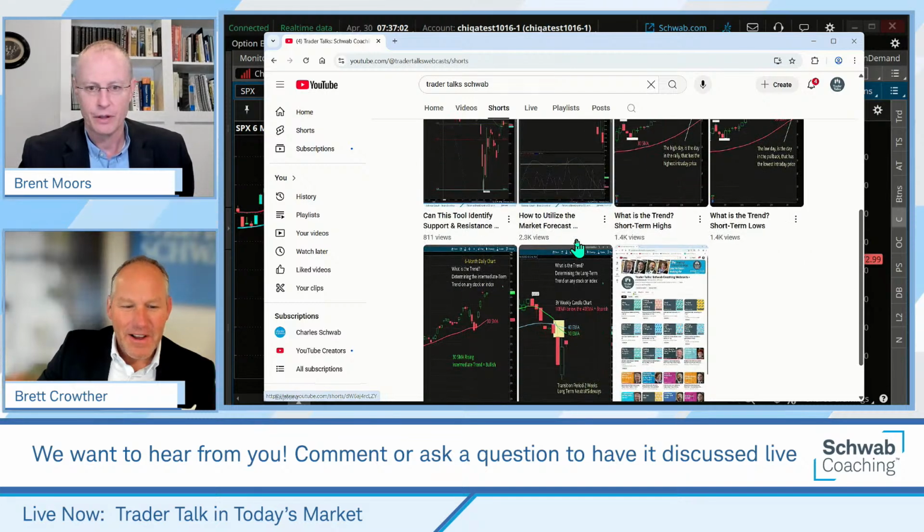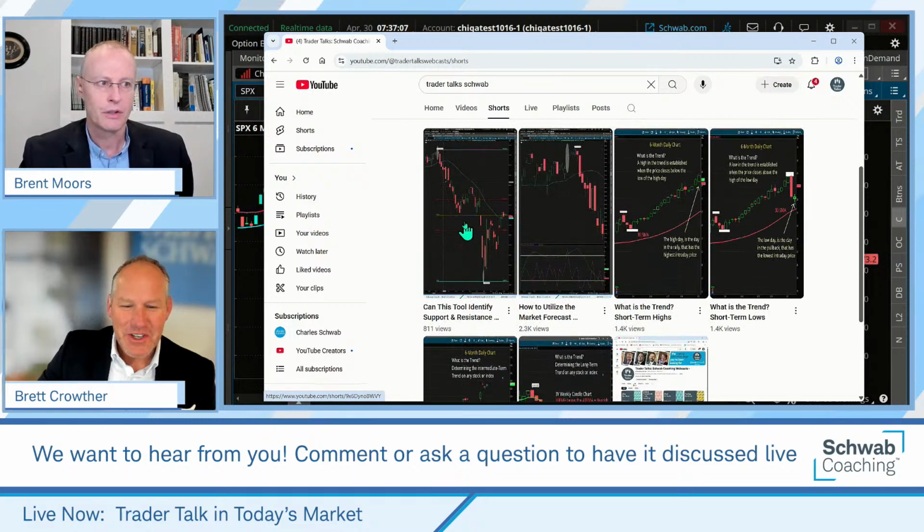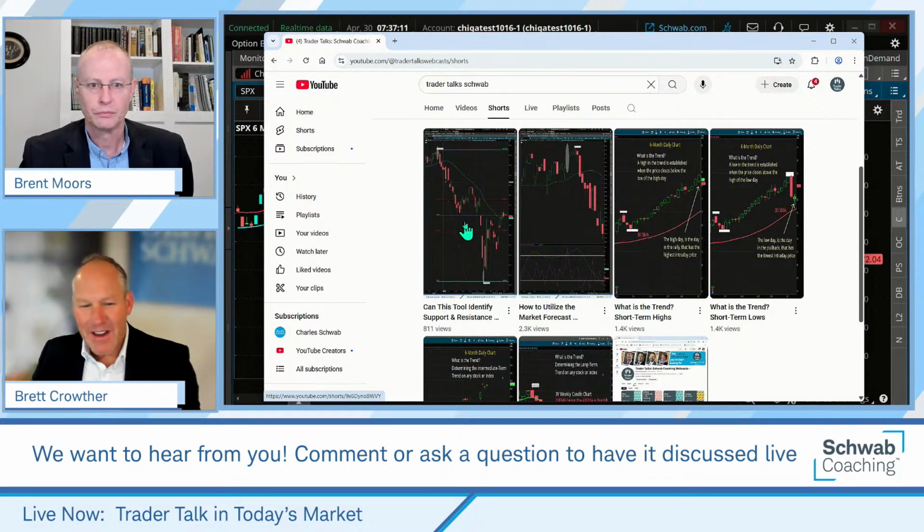And it's that far left one, when I was talking about can this tool identify support and resistance. That's the one I was mentioning, that while I was recording it, it was below it, but at the end of the day, it closed back above it. So it's just one of those things to keep in mind.